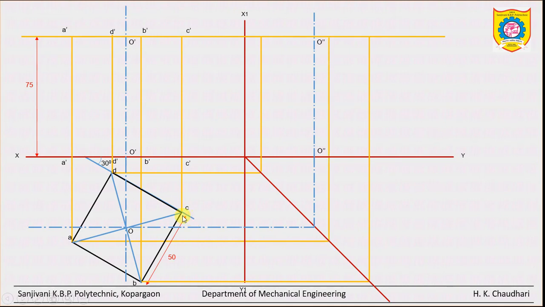Here also you can label the respective edges. See, this is the projection of A. Similarly, this is for B, here C and finally D. Similarly, label on the top surface in the side view.